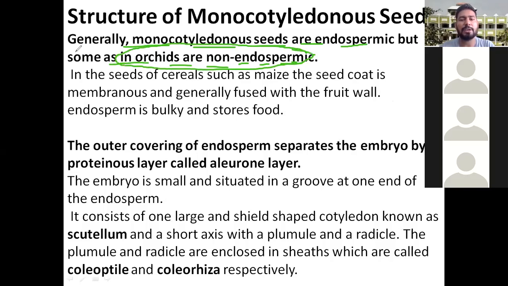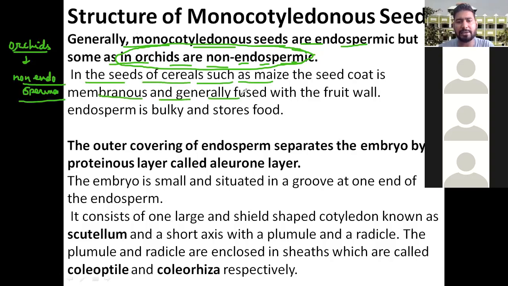Endospermic means they have the endosperm, which is not consumed. Non-endospermic means it is totally consumed. So monocotyledonous seeds are endospermic, meaning they retain their endosperm. But the exception is the orchids. Orchids are the exception, where the endosperm is membranous and generally fused with the fruit wall. The endosperm is bulky and stores food in monocots.